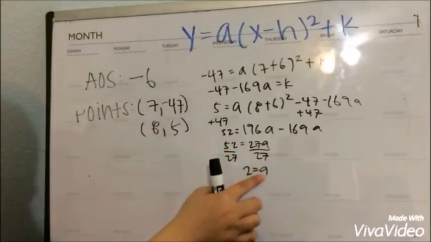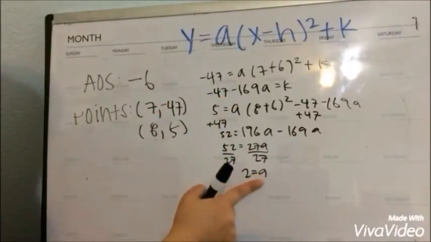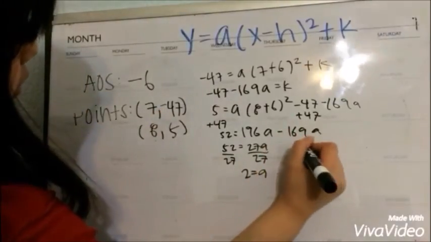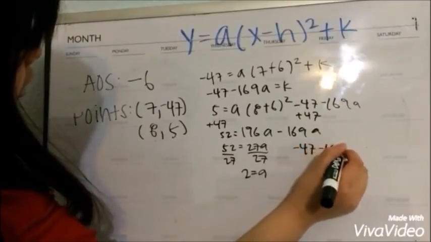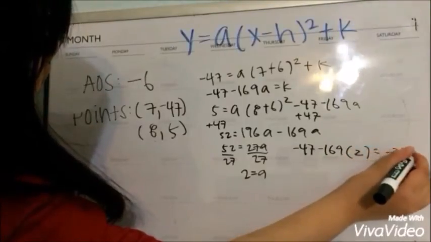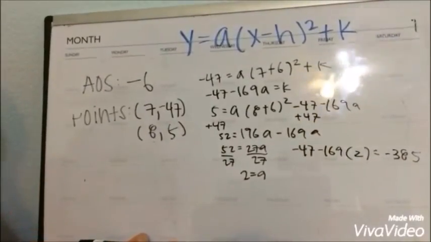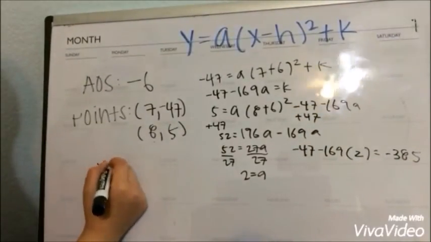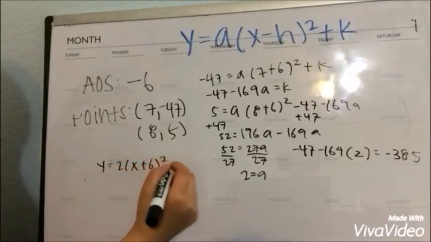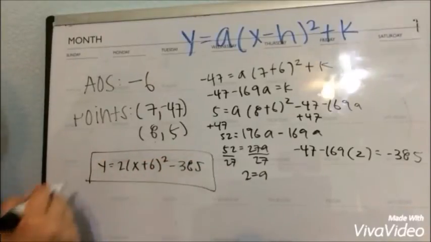So we found our number for a, and now since we found a, we're going to have to find the actual number for k. So we plug in 2 for a. Negative 47 minus 169 times 2 equals negative 385. So since we found a and k, we can just plug it in. So it would be y equals 2 times (x plus 6) squared minus 385. And this would be your answer for this problem.